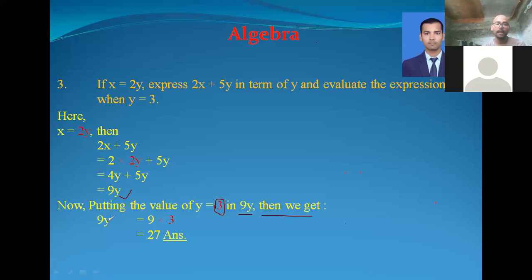9y is equal to 9, and between 9 and y there is no sign. That's why we have written multiplication here, so 9 into the value of y, which is replaced here by 3. So 9 times 3 is 27, which is the answer. In this way you can also solve the related question, and I hope you are understanding the solutions that we are discussing today.